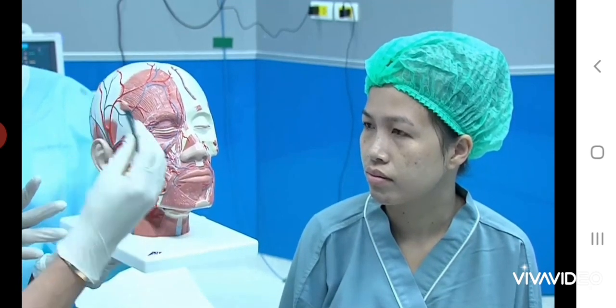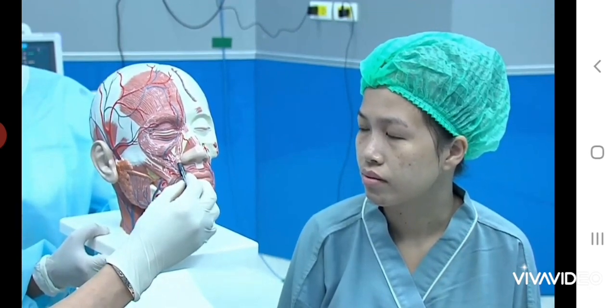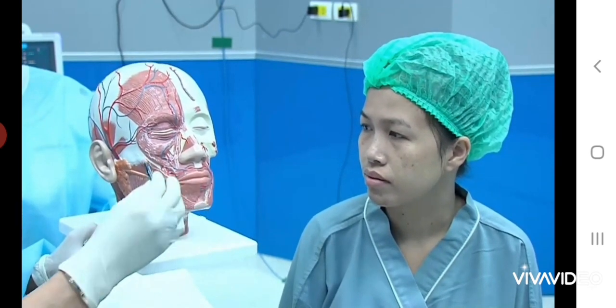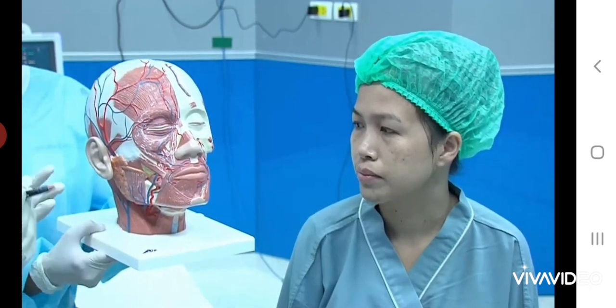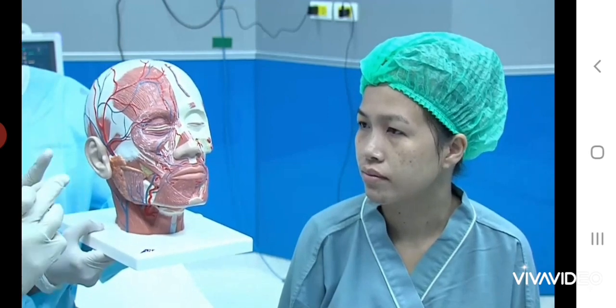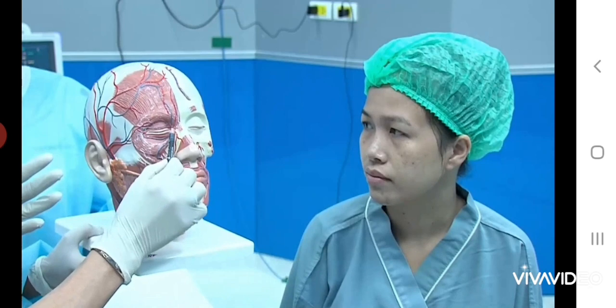So when you inject and not precisely, what will happen? The toxin will diffuse to the other muscle, and then the patient will develop asymmetrical smiling. That's why.